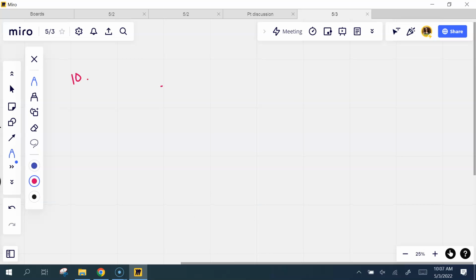4 to the y plus 2 equals 16 to the y minus 3. What base should we make? So we want these bases to be the same because at the end of the day, when the bases are the same, we can just set the exponents equal. So what number can I raise to a power to get both 4 and 16? 2. 2 to the what is 4?